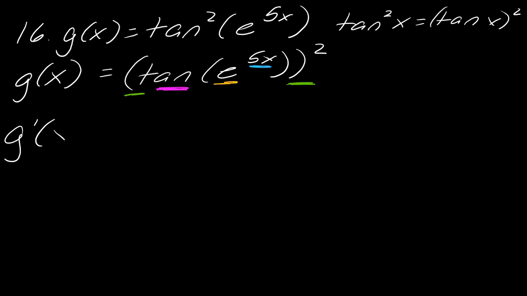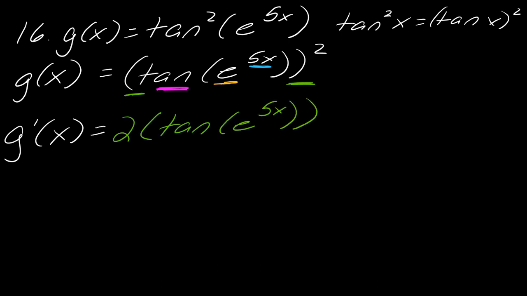Okay, so let's go ahead and take some derivatives then. If I take the derivative of the outermost function, I use the power rule. So I bring the 2 down, I leave all the stuff inside intact, and then I subtract 1 from the exponent, so I just don't write an exponent there.